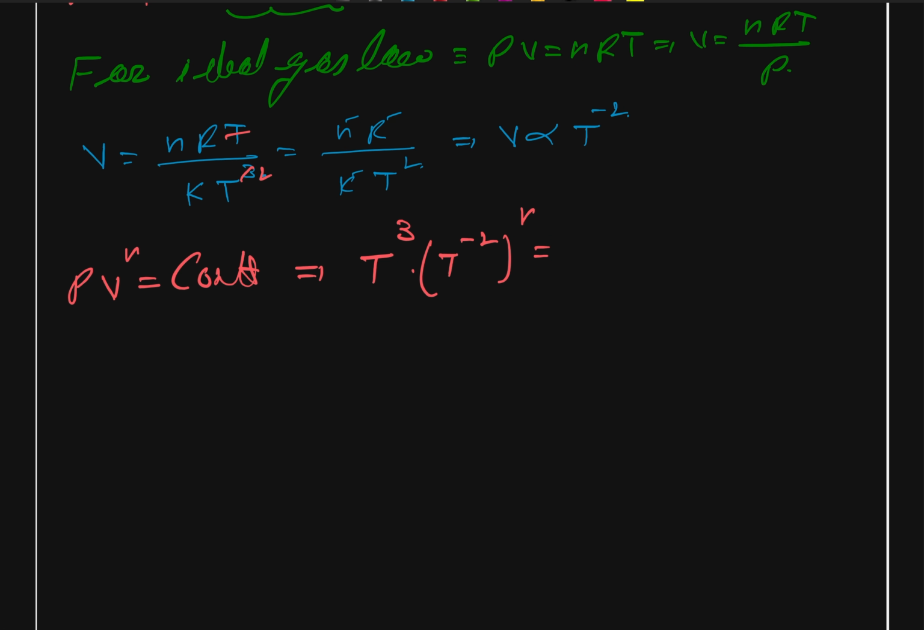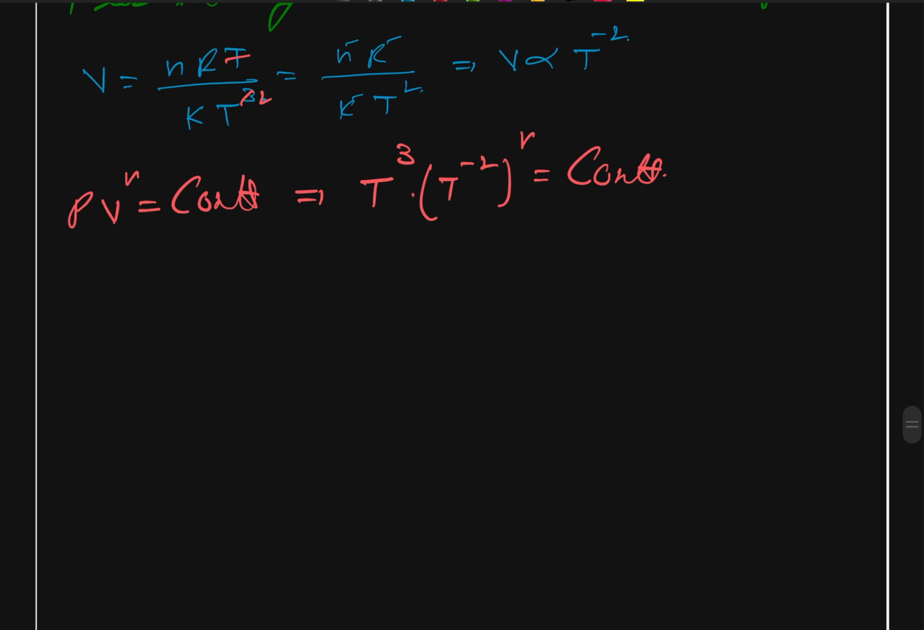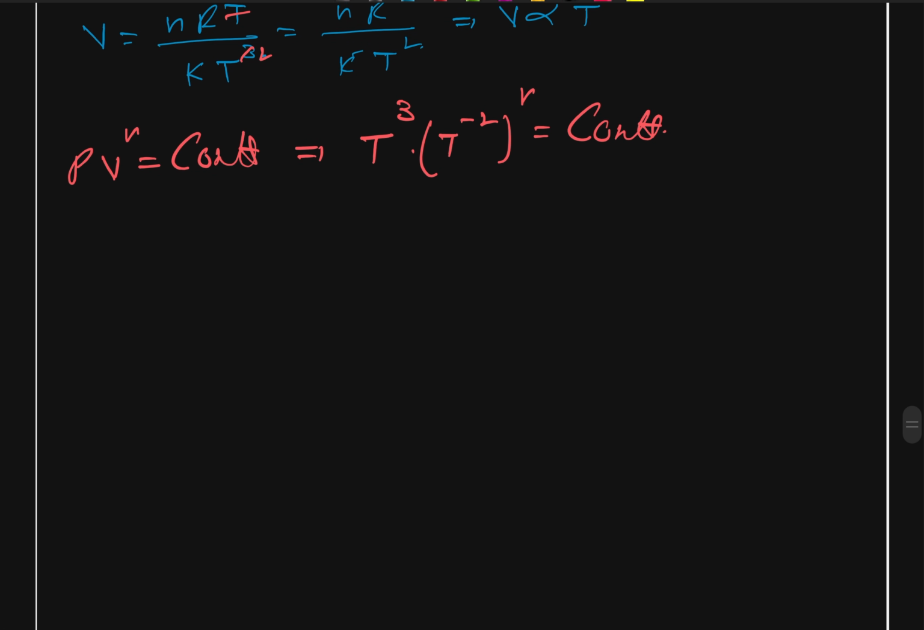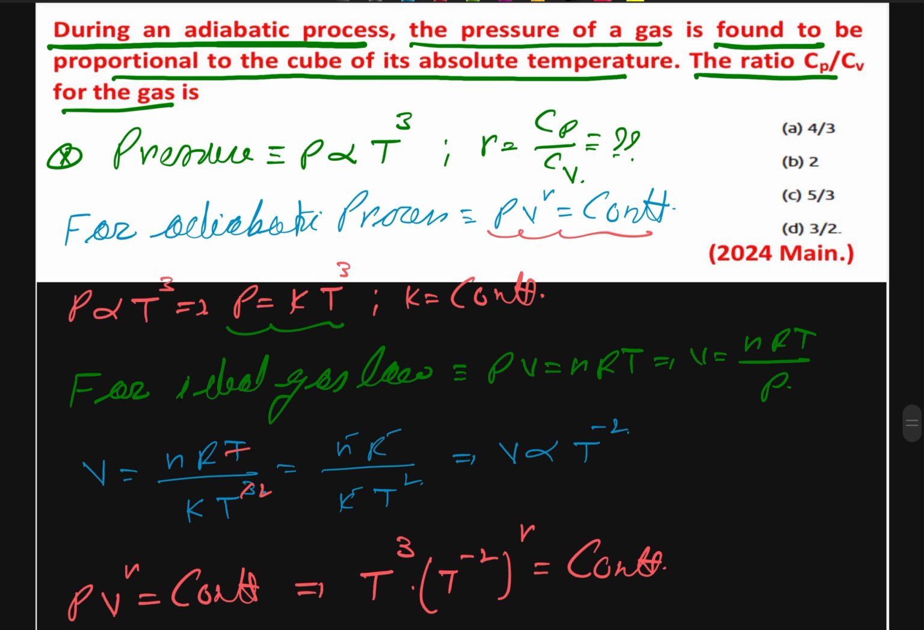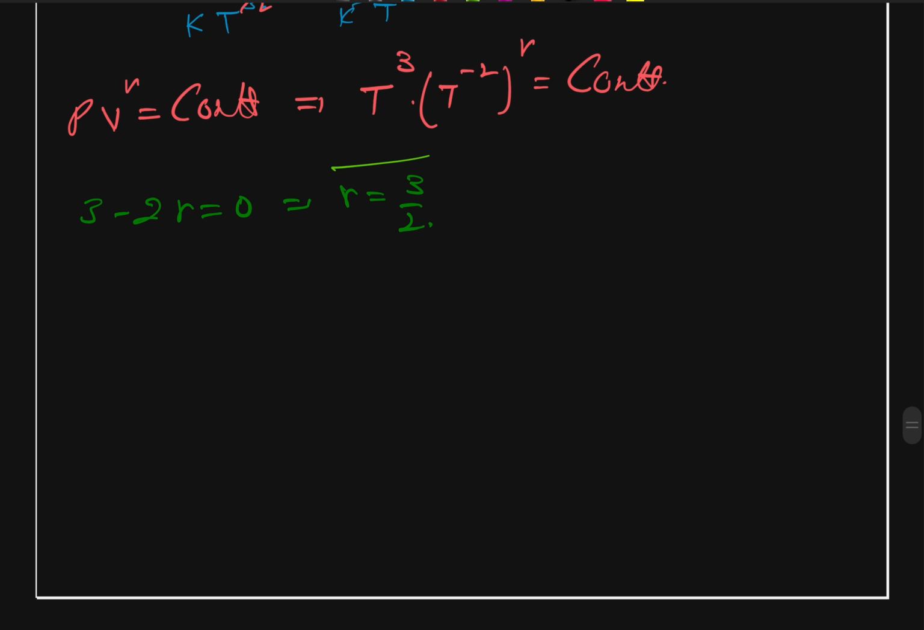Therefore we can frame an equation which gives us that 3 minus 2 gamma will be equal to 0, which gives us gamma is equal to 3 by 2. So option number D is correct. Next question.